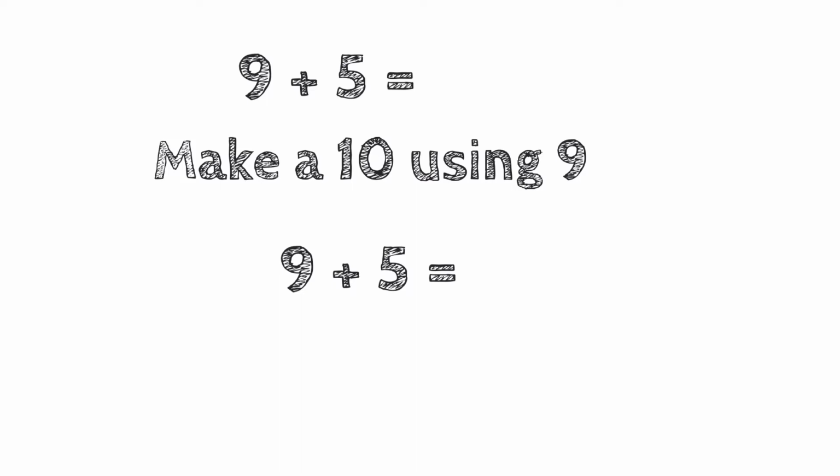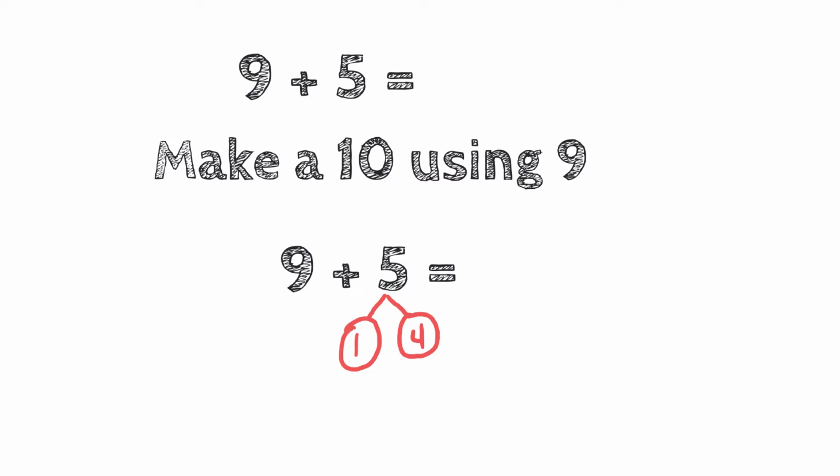So to do that, we have to add how many to that 9? That's right. We need to add 1 to it. So I'm going to take my 1 from this 5 here. So here's my 1 I'm going to take out of that 5. And the other part of this little mini number bond I'm making right here is going to be, that's right, 4. Because 1 and 4 make 5.